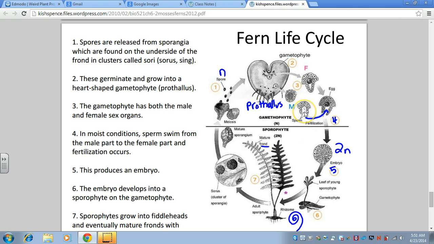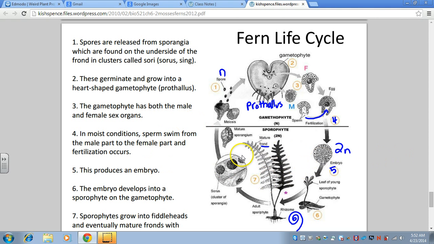The sperm, when there's water around, can swim and fertilize the egg. And then right in here would be where the zygote forms. And then mitosis will happen. Okay, so the zygote is diploid then. Mitosis will happen, so more divisions to form the early sporophyte. And then there'll be a fiddlehead in here. Oh, there's the fiddlehead. And that'll develop into the adult sporophyte with the fronds. Okay?